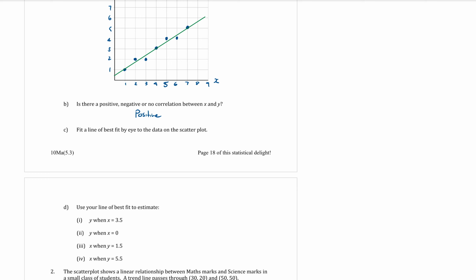So we want to find y if x is equal to 3.5. Because your line of best fit might be slightly different, you need to show me that you're reading it off in the right place. So the best thing to do is to draw a little dotted line. So x is 3.5 is here. You're going to go dot, dot, dot up and dot, dot, dot across. You can't see that because it's shrunk down so much.